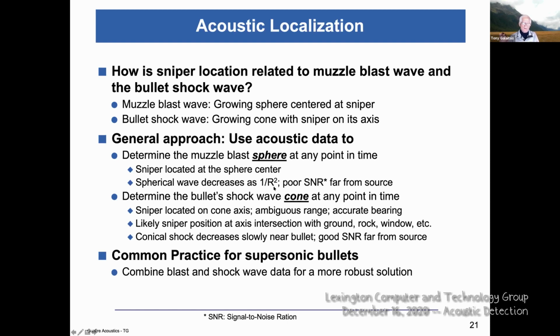But that by itself is still very, very important information because the cone's axis will eventually go through the sniper's muzzle. And that sniper has to be standing behind a rock, at a window up in a building, or so. So when you actually integrate the information, you draw that axis, you find out where it intersects plausible positions for a sniper, and you've got it right there. But the common practice is that both of these pieces of information are coherently processed so that you get a more robust solution.